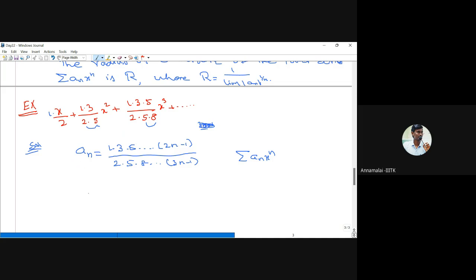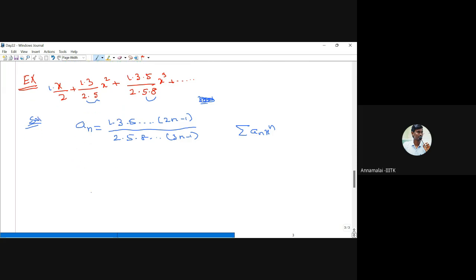Now you have to find an plus 1 by an, or you take the reverse. If you take 1 by r, then we have to take an plus 1 by an. If you are writing r, then you take an by an plus 1. So the radius of convergence R equal to limit n goes to infinity modulus of an by an plus 1.